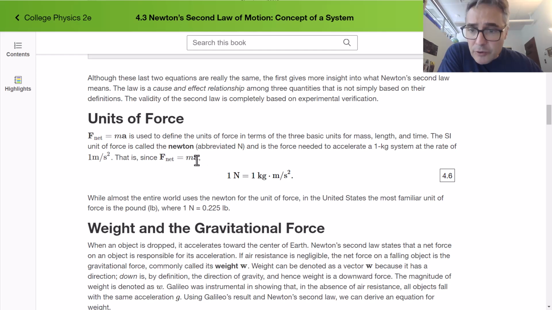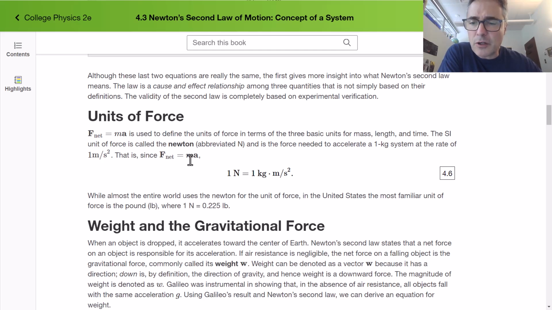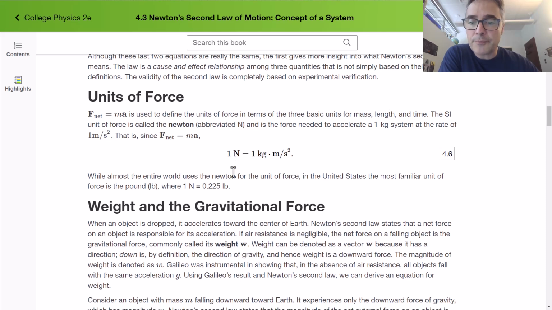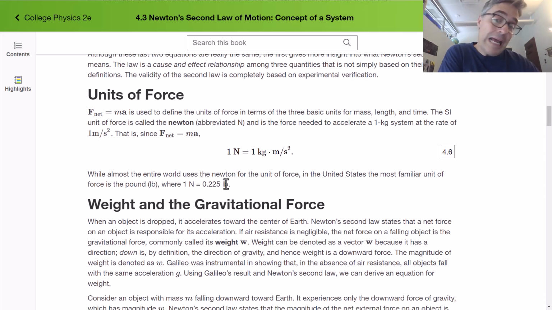If you're using meters per second squared for acceleration and kilograms for mass, which are all the standard units we use in this course, the SI units as they're called, for Système International, then the force is measured in what's called newtons. A newton is a derived unit, meaning it comes from other more fundamental units: kilograms, meters per second squared. 1 kilogram meter per second squared is defined as 1 newton. And it turns out you can convert it to pounds. 1 newton is 0.225 pounds.